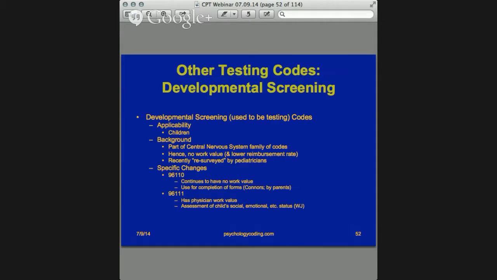All right, let me talk about other testing codes, because some of us, for example, are involved in dealing with kids. The developmental screening code and its variations, which are coming out in the not too far future, are really intended for a very narrow population, essentially a pediatric population. However, these codes were developed by pediatricians with relatively little input by psychologists. So these codes are often qualitative, and some codes, for example 96110, have no work value. And when they do have a work value, 96119 for example, it is relatively small.